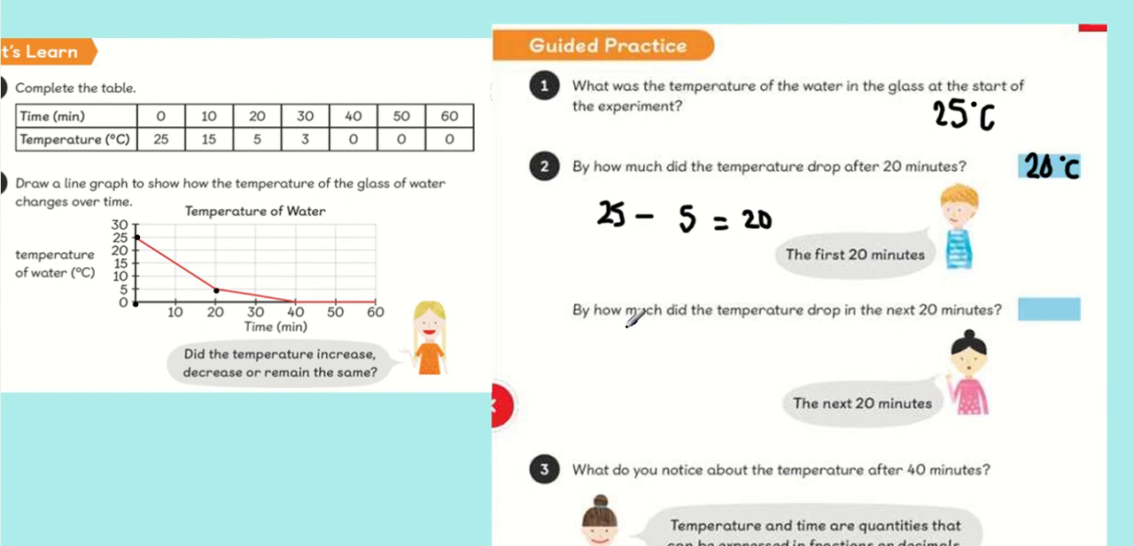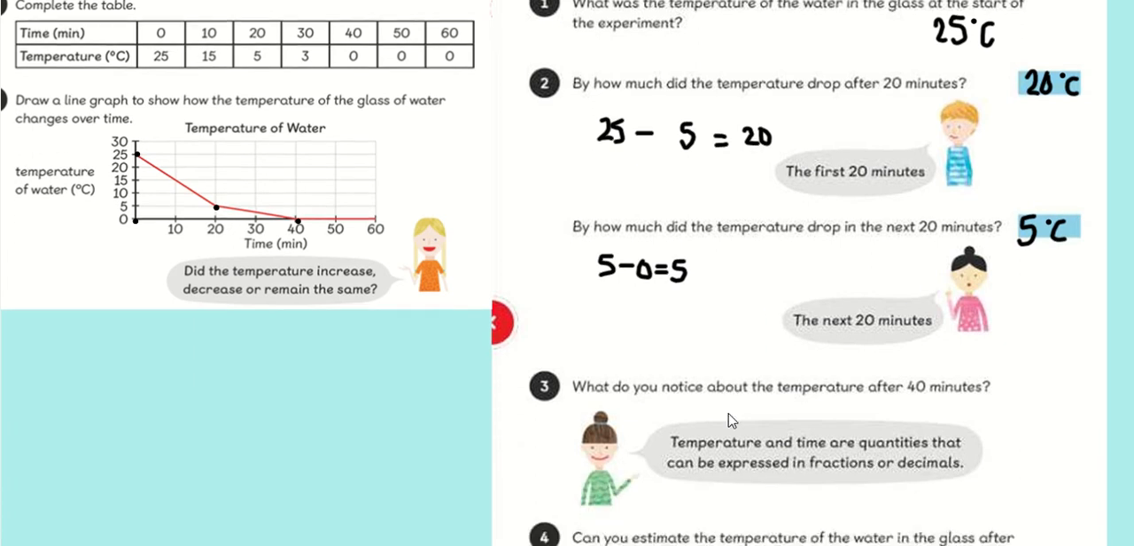Okay, by how much did the temperature drop in the next 20 minutes? Okay, the next 20 minutes. So that's going to be from 20 minutes to 40 minutes. It's the next 20-minute time period. So we go from 5 down to 0. Okay, 5 down to 0. So finding the difference between those, 5 take away 0, we know is 5. Okay, so it dropped by 5 degrees.